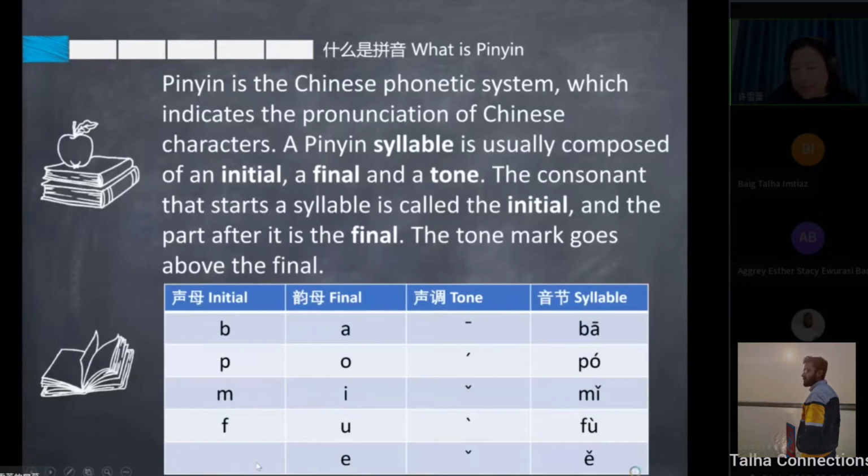And in this case, you may find there are no initials. In some cases, the final can work individually as a syllable without any initial. So this one can be a syllable. So remember, try to remember that initial, final, and tone work together to form a syllable. That is the general structure of Chinese pinyin for each character. Actually, each character has a syllable, I mean, a way to read it, and the syllable consists of these three parts.